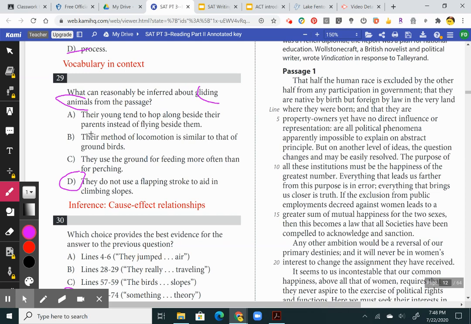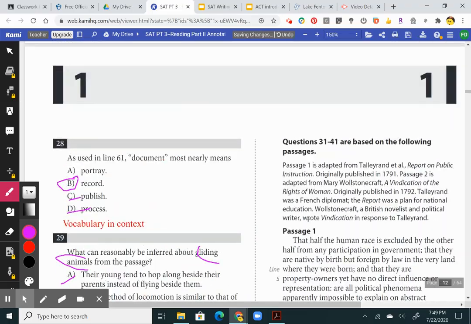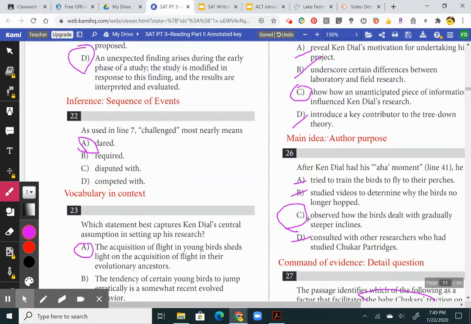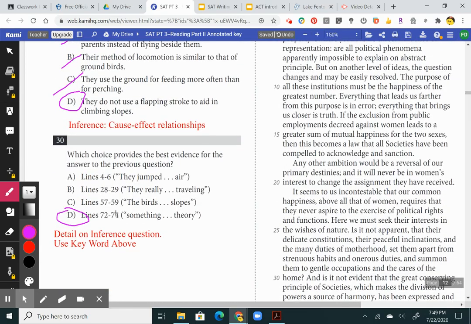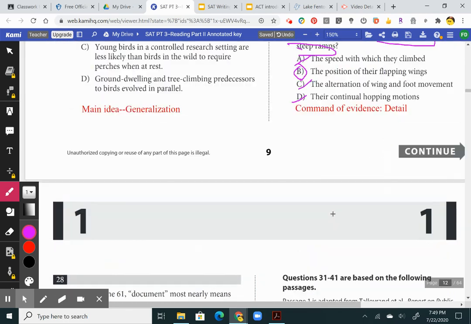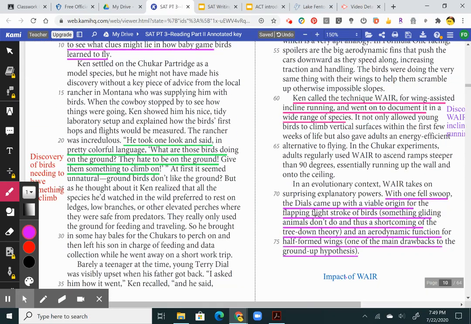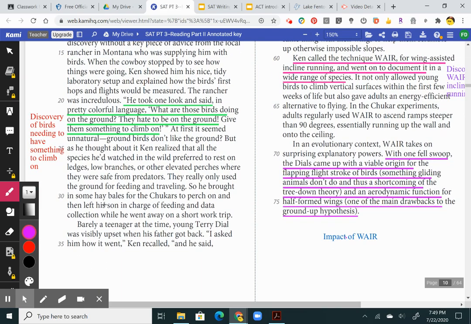Their young tend to hop alongside their parents. No, it didn't say that. That can't be reasonably inferred. Their method of locomotion is similar to that of ground birds. No. They use the ground for feeding. Didn't say anything about that. They use a flapping stroke to aid in climbing slopes. No, they do not use a flapping stroke to aid in climbing slopes. That can be reasonably inferred: the viable origin for the flapping flight stroke of birds, something gliding animals don't do. They don't use a flapping flight stroke, right? That can be reasonably inferred based on the passage.